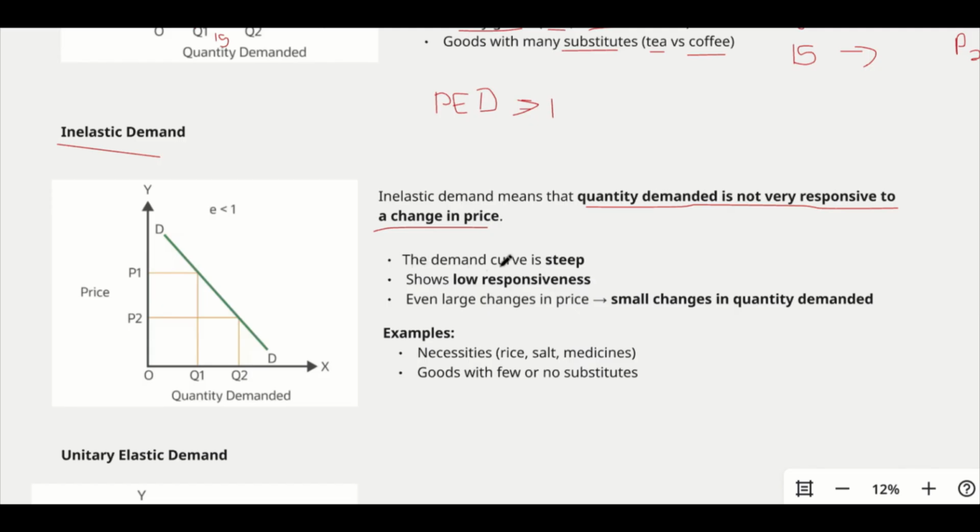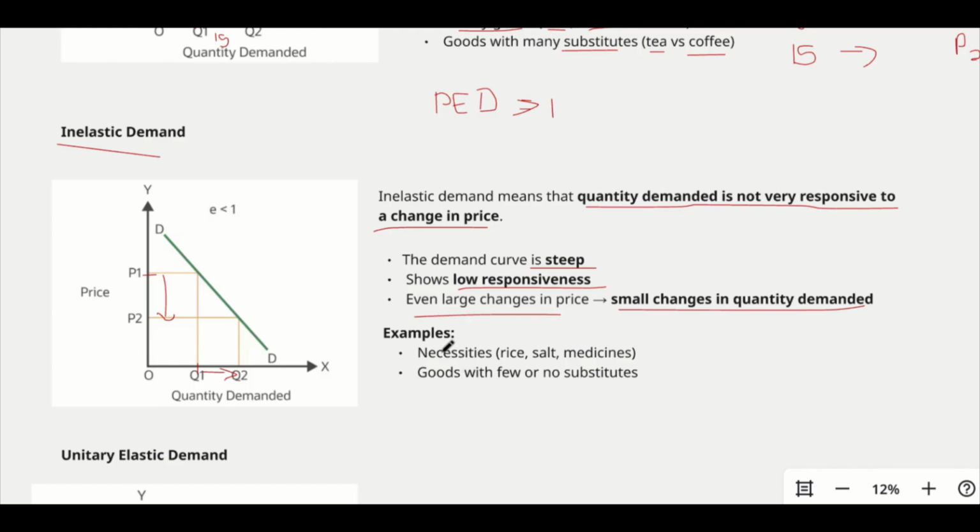So the demand curve is steep, literally more steep. So it shows low responsiveness. Even a large change in price will have a small change in the quantity demanded. For example, you can check here, initial price and initial quantity are given. When the price is P1, the quantity was given. And there is a huge change in the price, but the quantity changed very little.